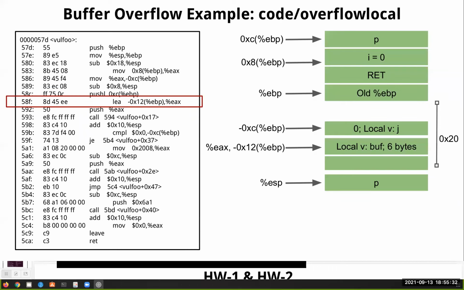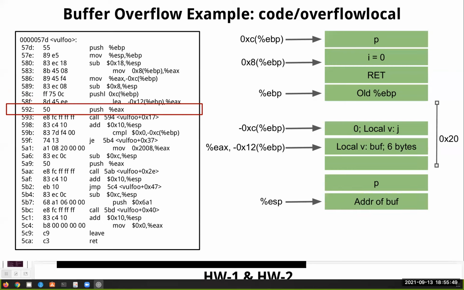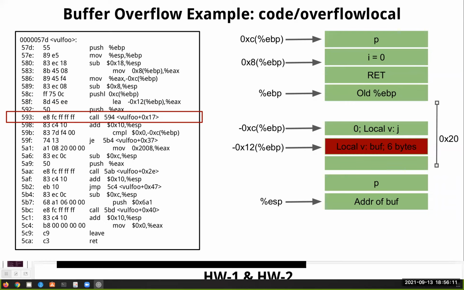Then we load effective address EBP minus 12 to EAX. Now EAX points to the local variable, which we know is the buffer's address. Then we push EAX, so EAX will be here. Okay, so here we are setting up the parameters, the arguments for strcpy. Those are the two arguments for strcpy. Then we call strcpy.